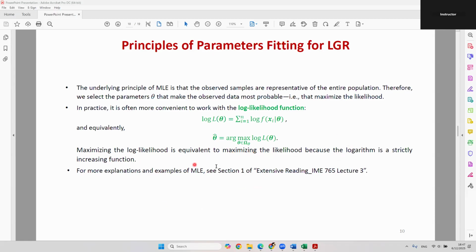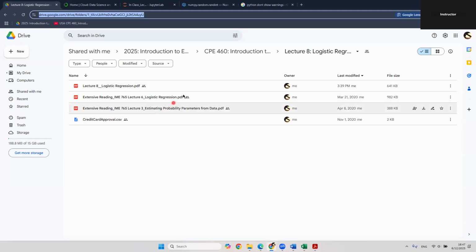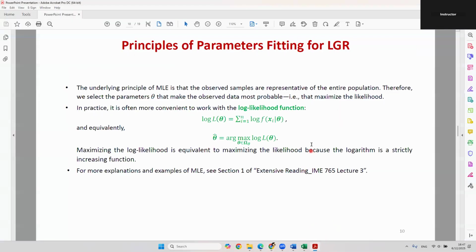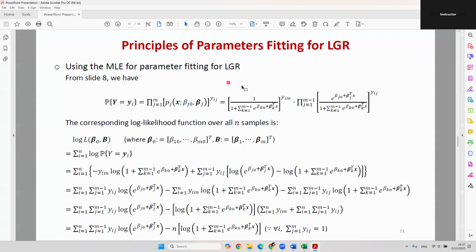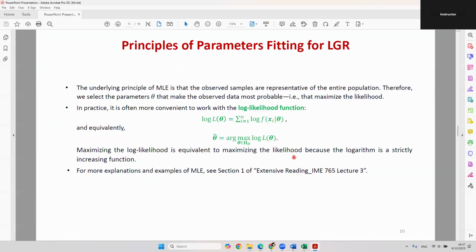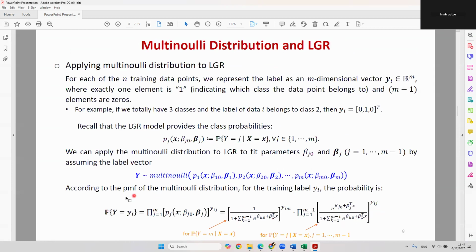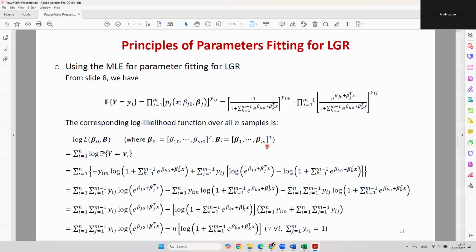For more details, explanations and examples, you can see the extensive reading here if you're interested. But here we're just going to simply mention it and apply it to LGR. So again, we got this one for slide number 8, which is this part. Okay, so now we take the logarithm and we try to compute the log likelihood here.